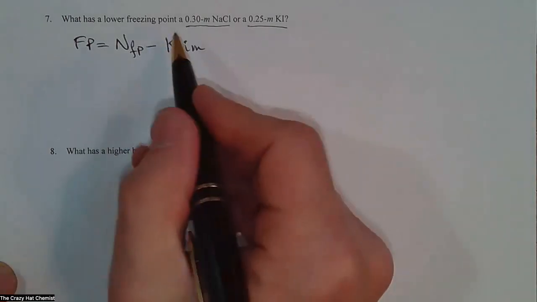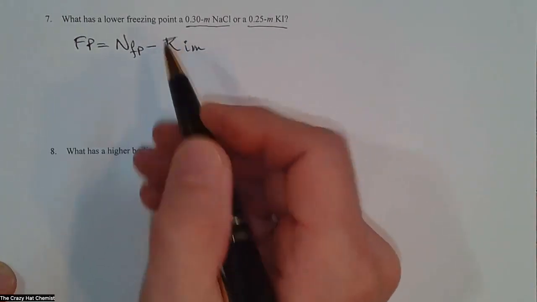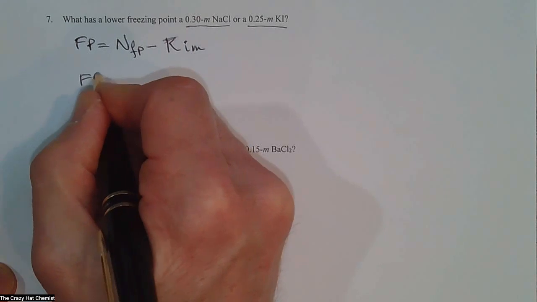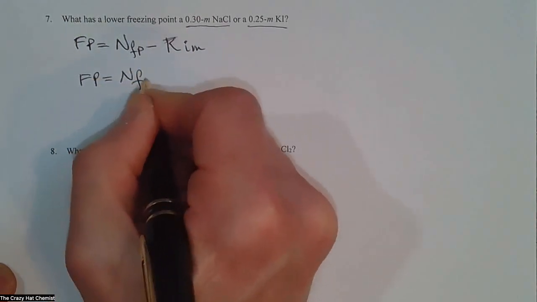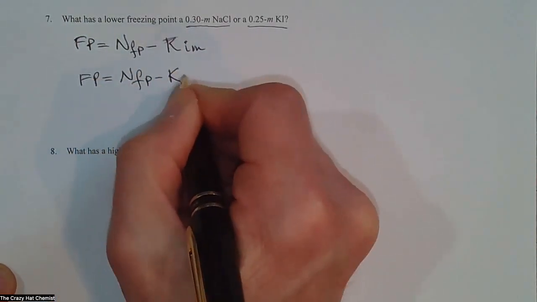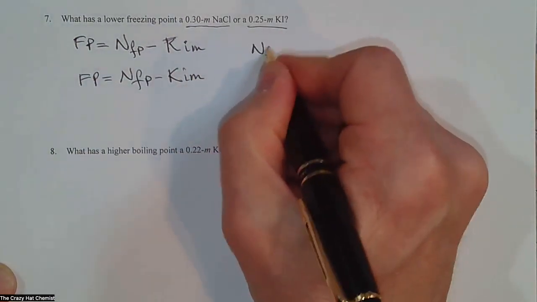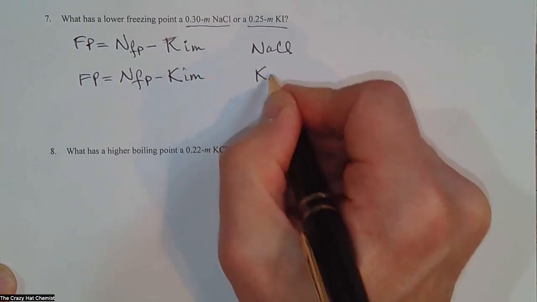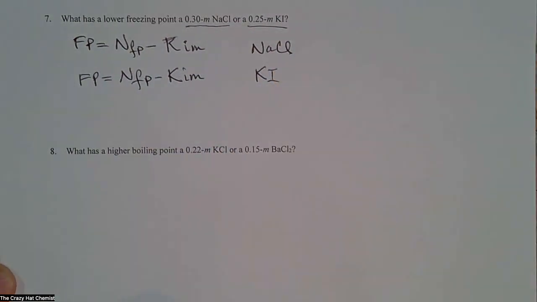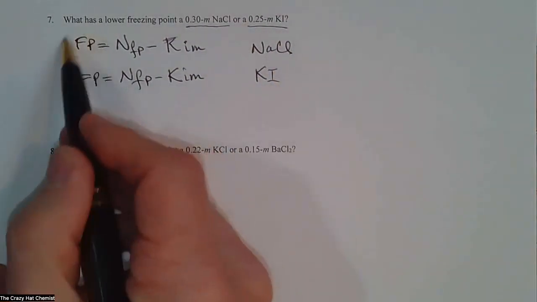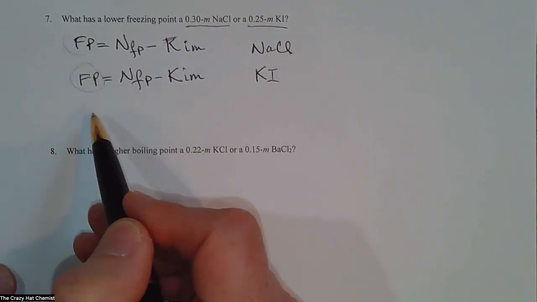And since the constant is based on the solvent, what we're going to do is compare these two things together. So one of these is going to be for the NaCl. One of them is going to be for the KI. Okay, so we're trying to figure out which one has the lower value of these two.